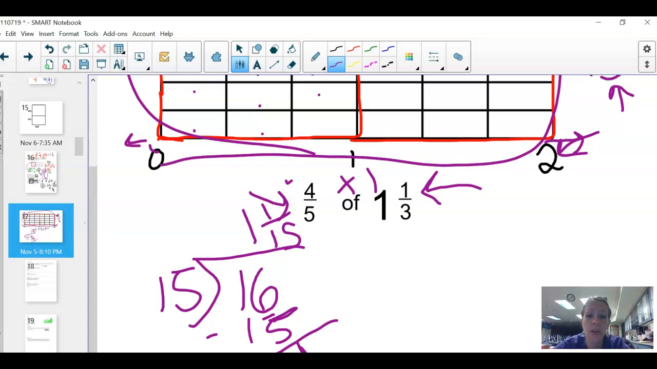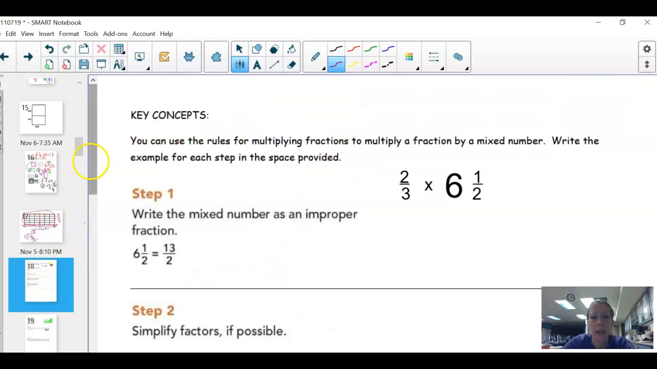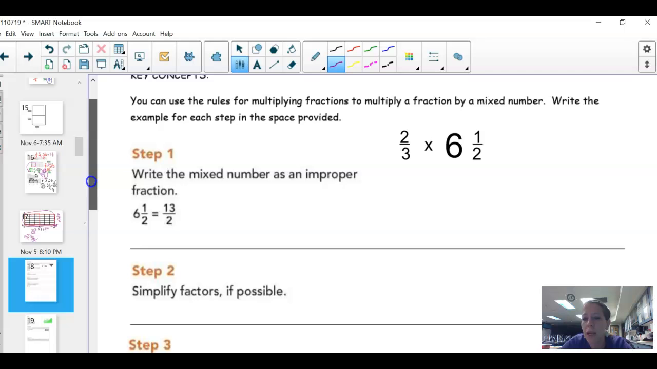I'm going through this a little faster because we've already done that lesson, but feel free to look back at I-12. Okay, that's using a model. But if I want to not use a model and I want to use an algorithm, we're going to combine what we know about mixed numbers and improper fractions and what we know about how to multiply fractions.